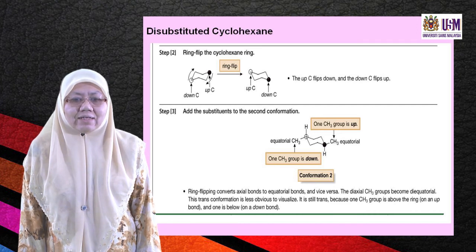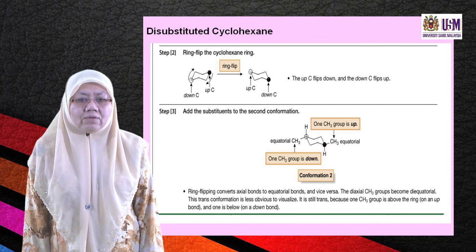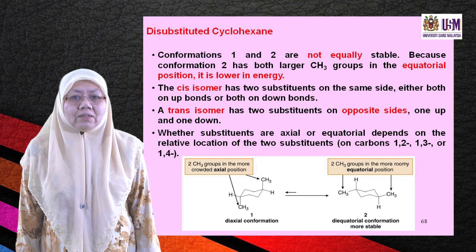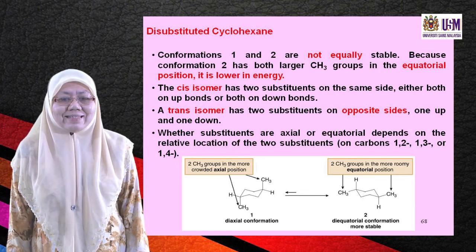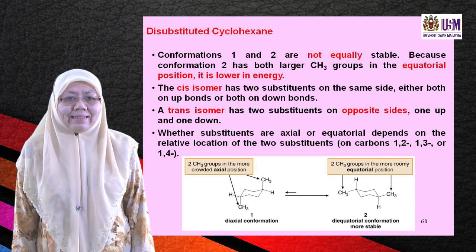It is still trans because one CH3 group is above the ring on an up bond and one is below on a down bond. This is seen in conformation 2. Conformations 1 and 2 are not equally stable because conformation 2 has both larger CH3 groups in the equatorial position. It is lower in energy.